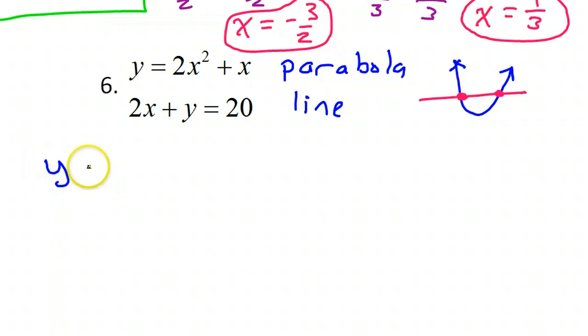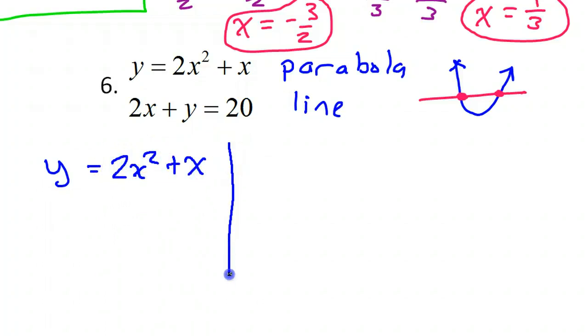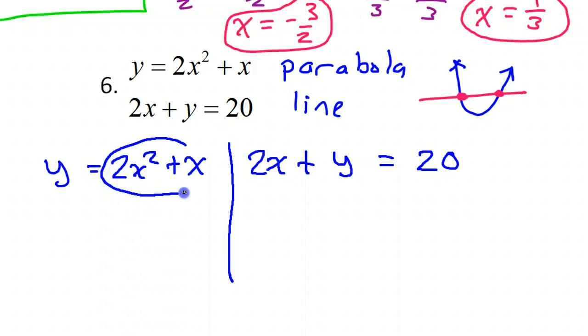So I've got y equals, this is how I want to do it. Yeah, y equals 2x squared plus x. Okay, that's our first equation. And then we have 2x plus y equals 20. So y equals this. We already have y by itself. So let's go ahead and take this and substitute it here in the other equation.